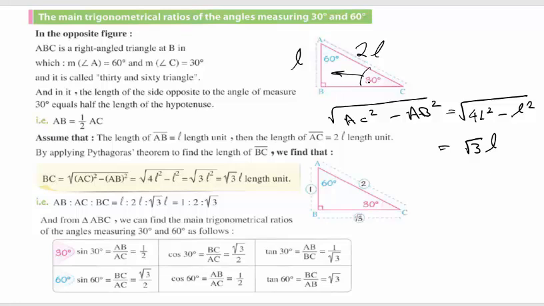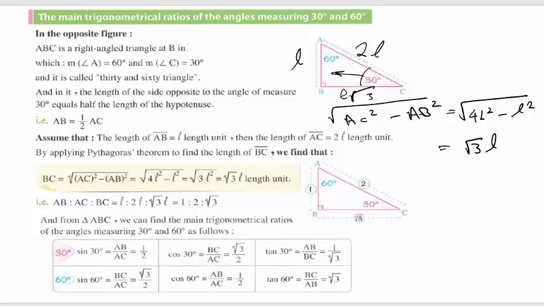So if I have a 30-60 triangle, it will be L opposite to the 30, adjacent to the 60, and the hypotenuse is 2L, so the adjacent side to the 30 degrees will be L root 3. From this triangle, we can find the main trigonometric ratios for the 30-degree angle and also the 60-degree angle. So how can we find them?